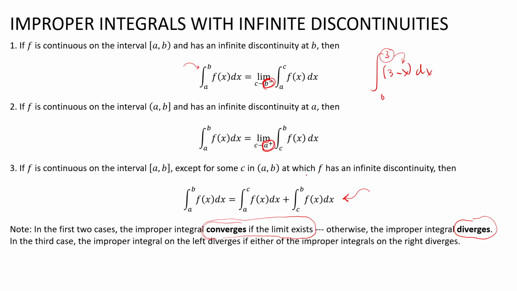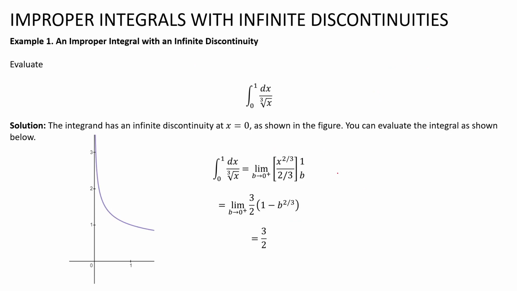All right, so let's try to understand what this infinite discontinuous improper integral looks like. So we go to an example. I'll just give you the solution right away because this is a bit complicated. So the integrand has an infinite discontinuity at x equals 0, as shown in the figure. So you can evaluate the integral as shown below.